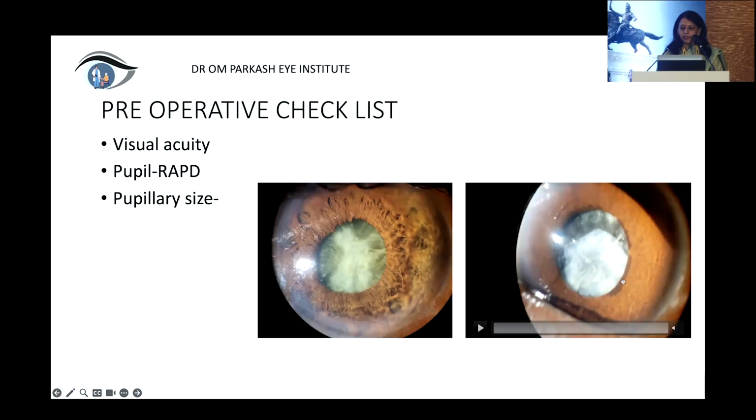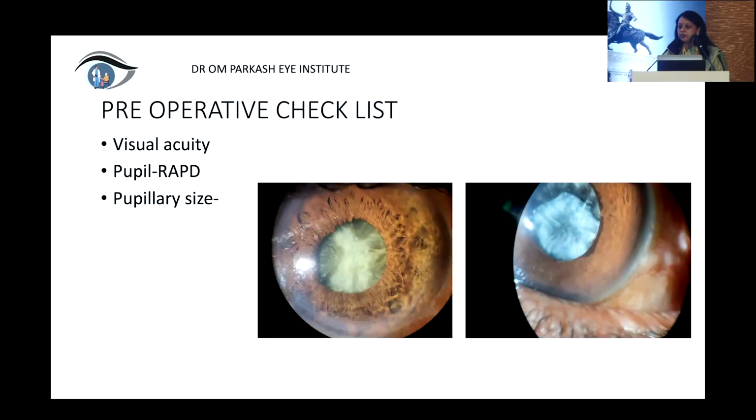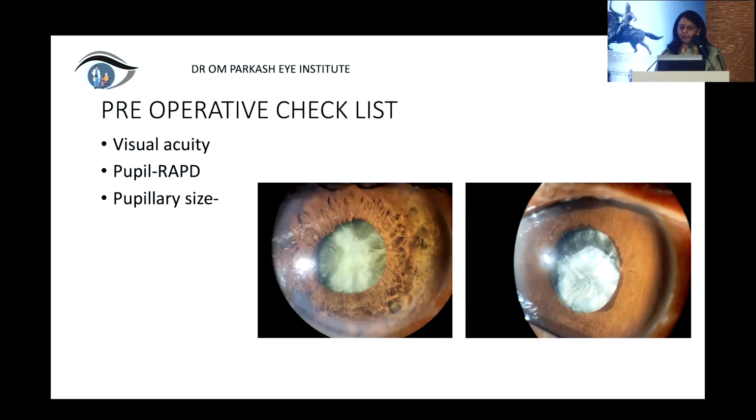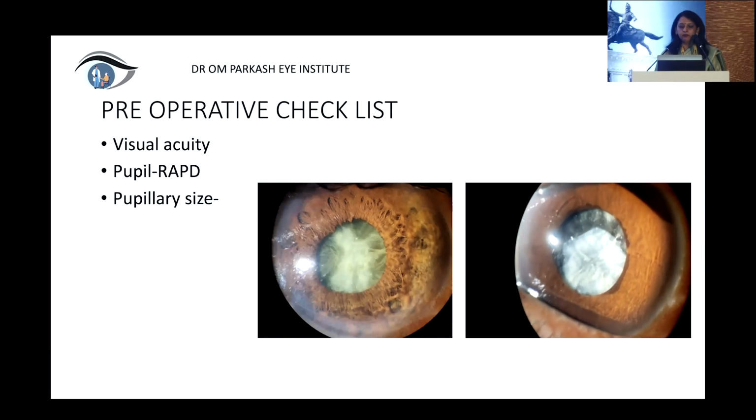Now you can see in this video, in an undilated pupil, that there is gross phacodonesis. So it's very important to see the undilated pupil, so as not to miss any zonular weakness.